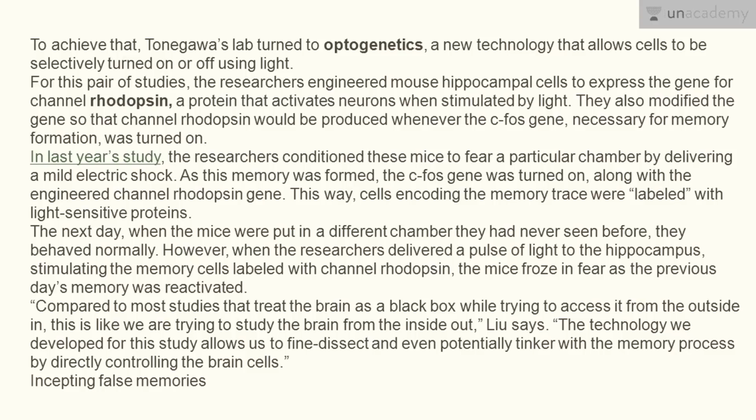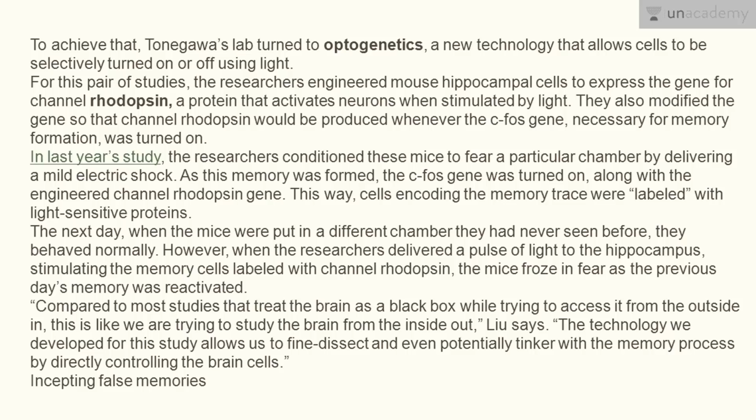To achieve that, Tonegawa's lab turned to optogenetics, a new technology that allows cells to be selectively turned on or off using light. For this pair of studies, the researchers engineered mouse hippocampal cells to express the gene for channelrhodopsin, a protein that activates neurons when stimulated by light.